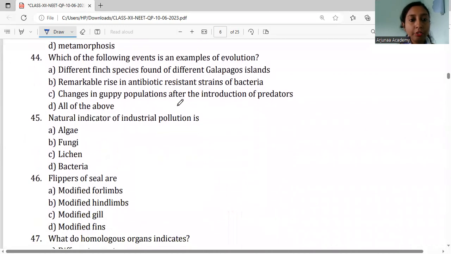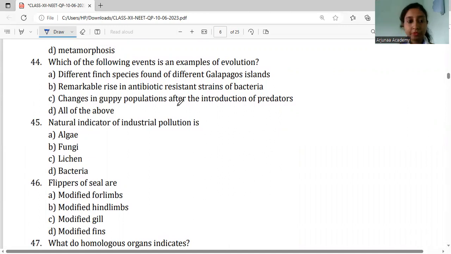Then 44. Which of the following events is an example of evolution? The first one: different finch species found in the Galapagos Islands. Again, this is an example of adaptive radiation. Adaptive radiation means there is also evolution, right? Then remarkable rise in antibiotic resistant strains of bacteria. Even this is an example, where nature is selecting the resistant bacteria, that means the bacteria which can survive better in the changes. In a new environment, whichever bacteria is able to survive, survival of the fittest. Those organisms will be selected by nature, right? And changes in guppy population after the introduction of predators.